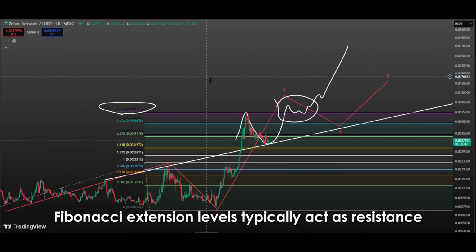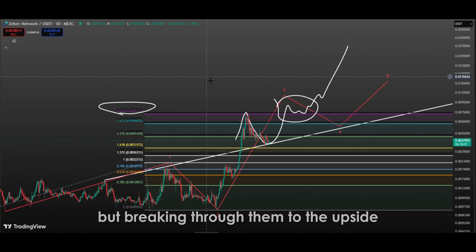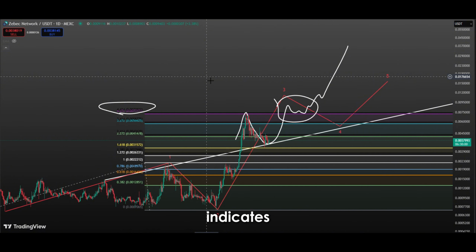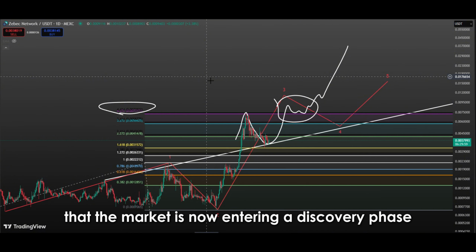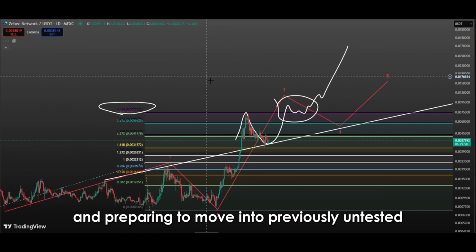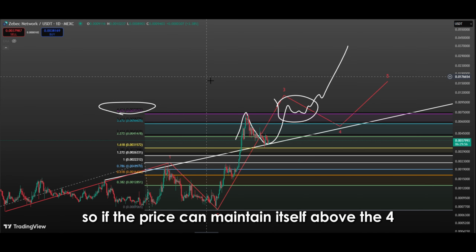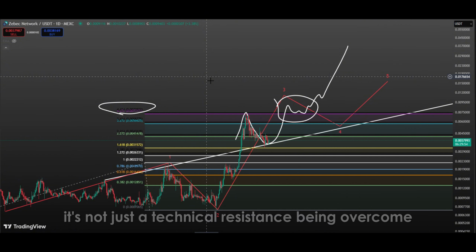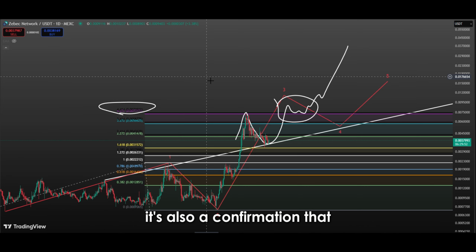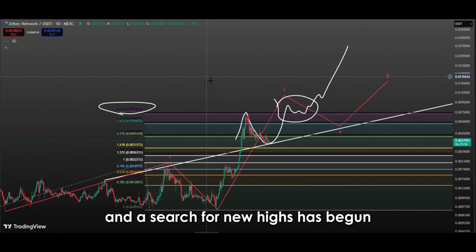Fibonacci extension levels typically act as resistance, but breaking through them to the upside indicates that the market is now entering a discovery phase and preparing to move into previously untested price territory. So, if the price can maintain itself above the 4,272 level, it's not just a technical resistance being overcome. It's also a confirmation that investor sentiment has shifted positively and a search for new highs has begun.